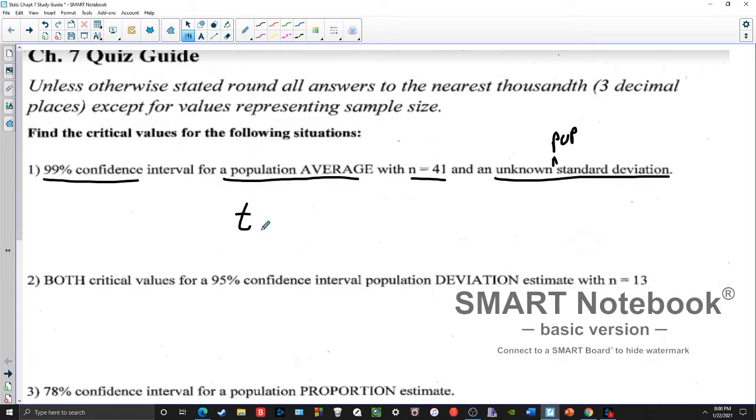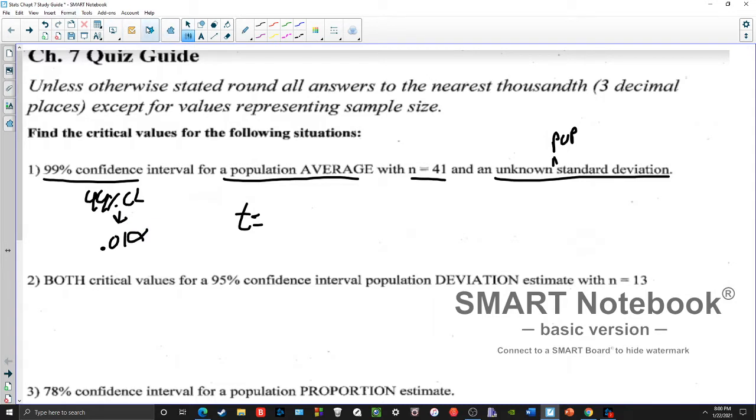Again, the only reason you'd use a z-score for a population average is if you knew the population deviation to begin with, which is that little sigma there, which in this case we don't because it has an unknown standard deviation. So we're going to look up a t-score on a t-score chart, obviously. We're going to have a 99% confidence level, which implies that we have a 0.01 alpha level.